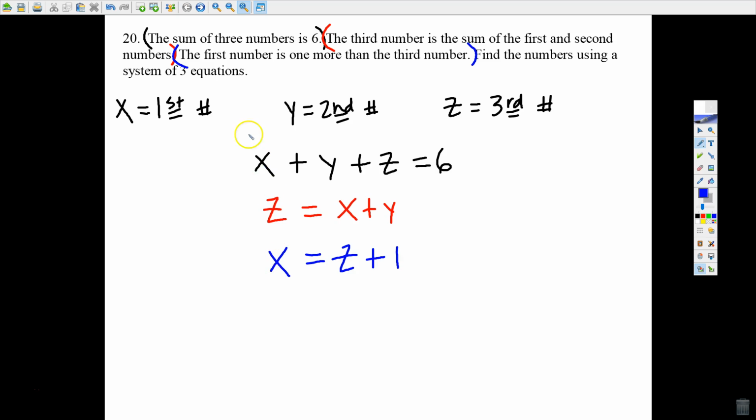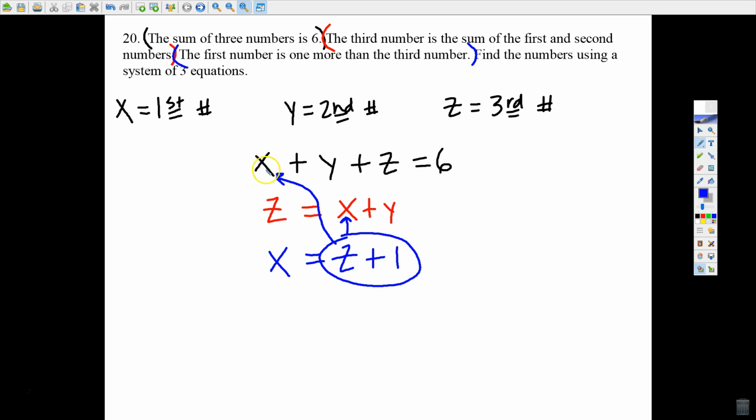And you can set this up to where you can use either elimination or substitution. It really doesn't matter. I think I'm going to go ahead and just use substitution, because this blue equation says x is z plus 1. So that means I can take z plus 1, and I can replace both of the other x's. Okay, so you see how the bottom equation is set up. It's solved for x. And so here's what it looks like when I actually substitute for x.